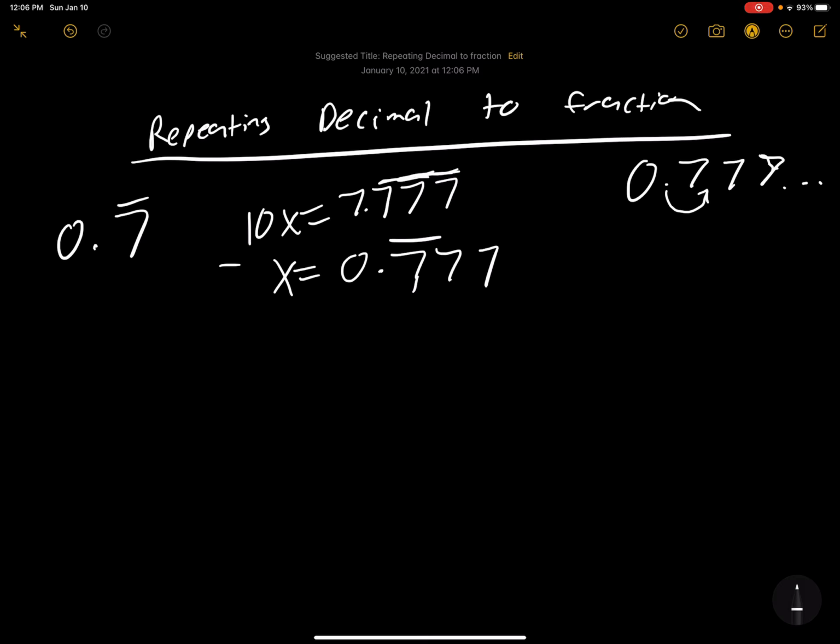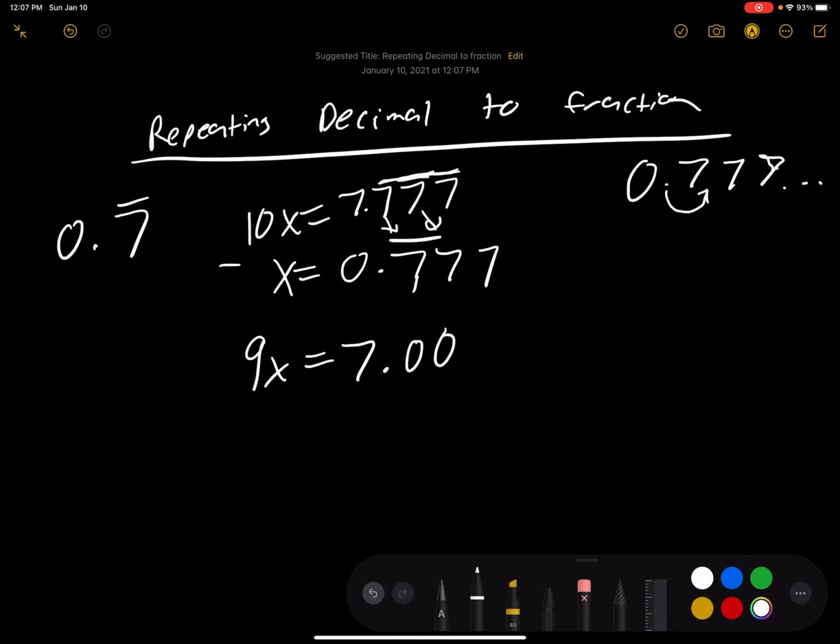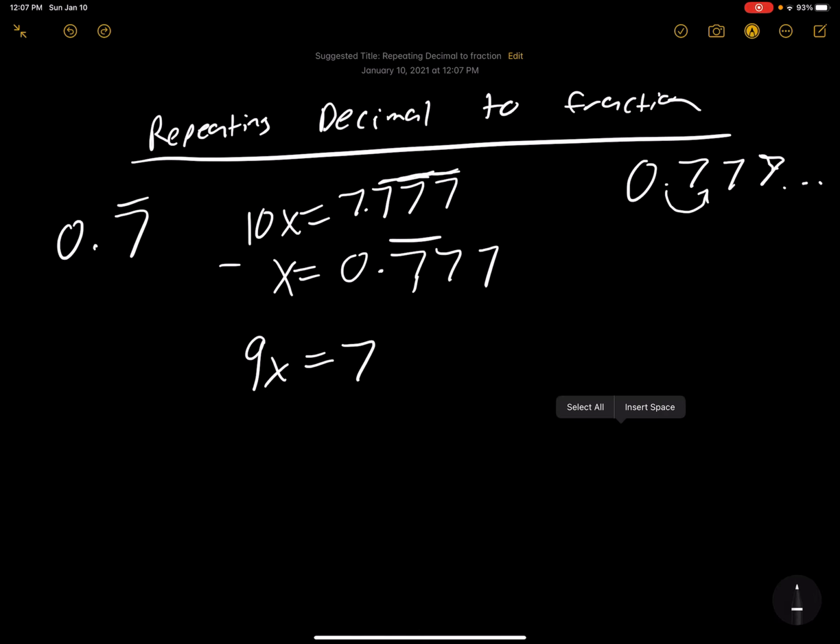And we get 10x minus x is 9x. And we get 9x is equal to, well, 7 minus 0 is 7. Point. This 7 minus that 7 is 0. This 7 minus that 7 is 0. And it goes on forever. We get 7.0 repeating, or just 7. You see that it all goes away. We cancel out the infinite part.